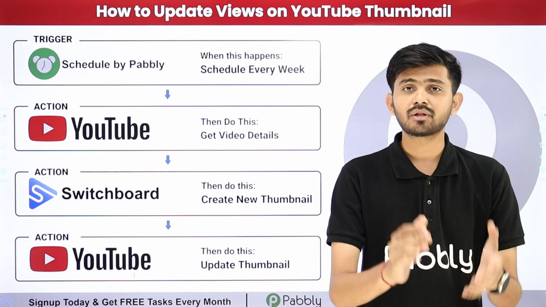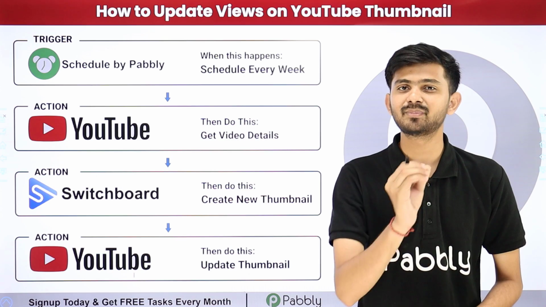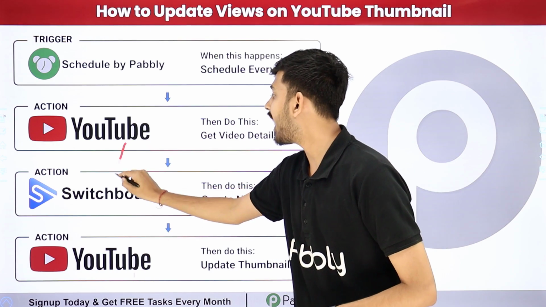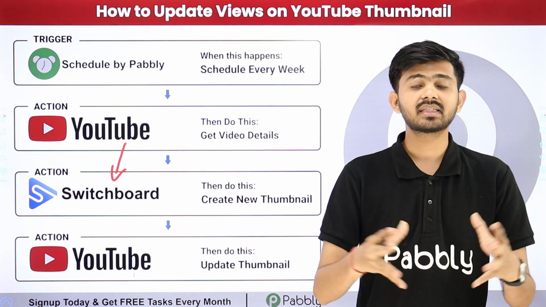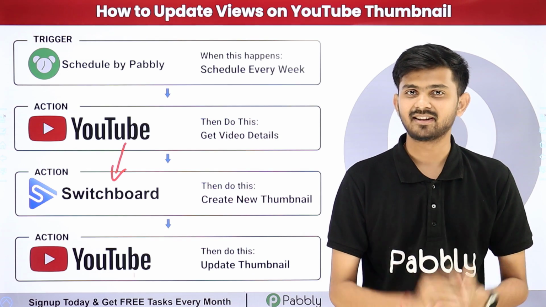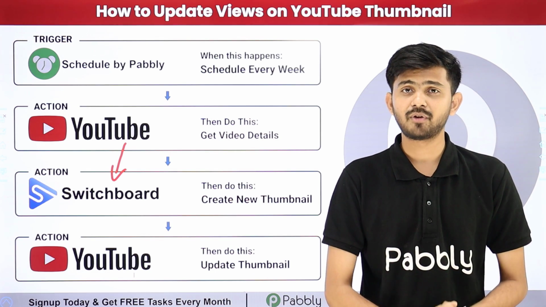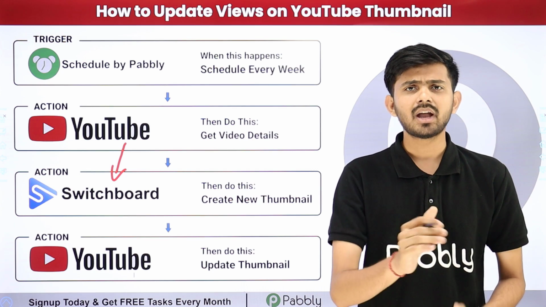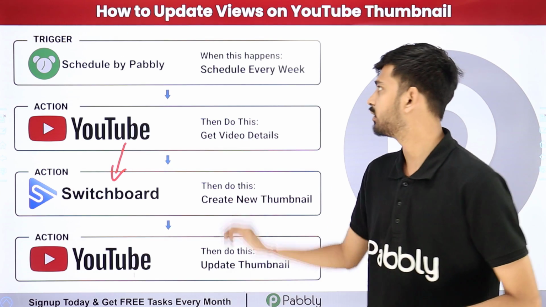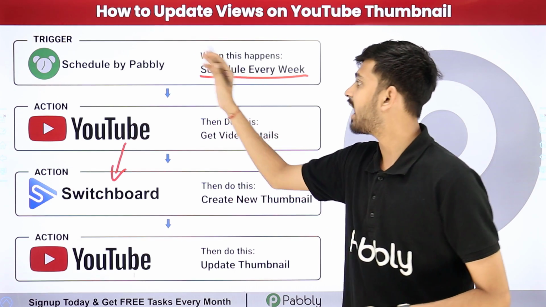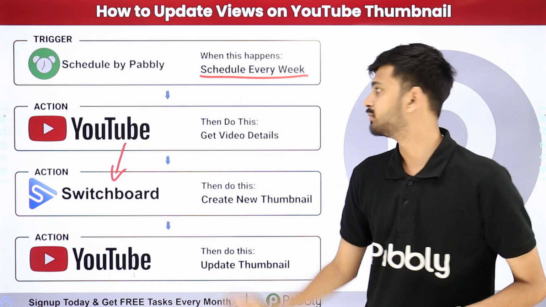For setting up this automation, I need to build a connection between YouTube and Switchboard, and for building this connection, I'm going to use Pabbly Connect. Pabbly Connect is an amazing software for automation and integration. With Pabbly Connect, I'm going to first schedule my workflow for every week, and every week I'm going to get the view count from YouTube.